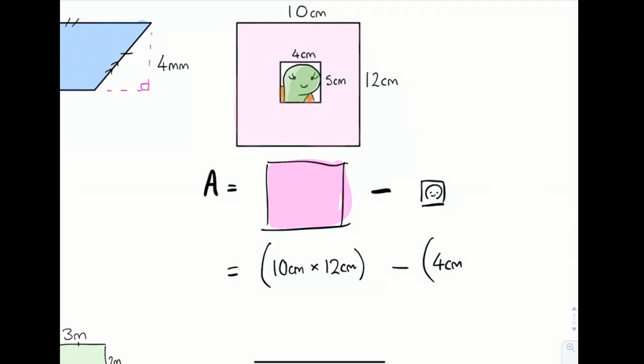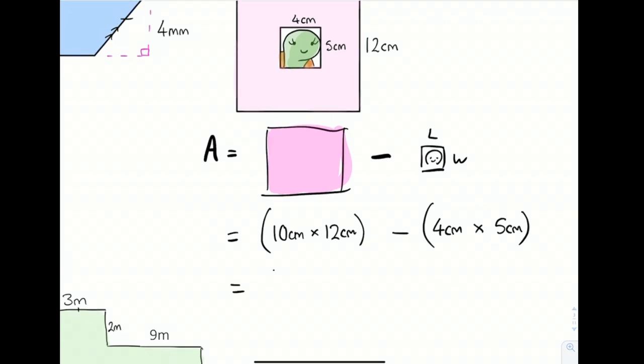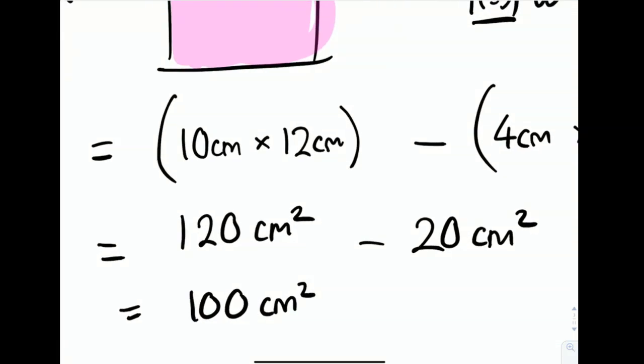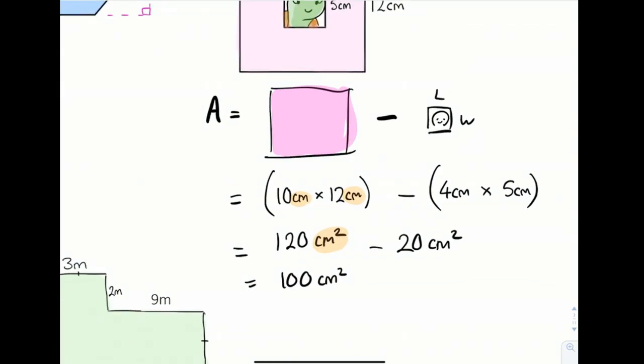So this is the window, 4 times 5 centimeters, because it is also length times width to do the area of a little rectangle. So that ends up being 120 centimeters squared, subtract 4 times 5 is 20, so 20 centimeters squared. And that gives us a total answer of 100 centimeters squared. The reason it is centimeters squared is because centimeters times centimeters is centimeters squared. I hope that answers your question, B.